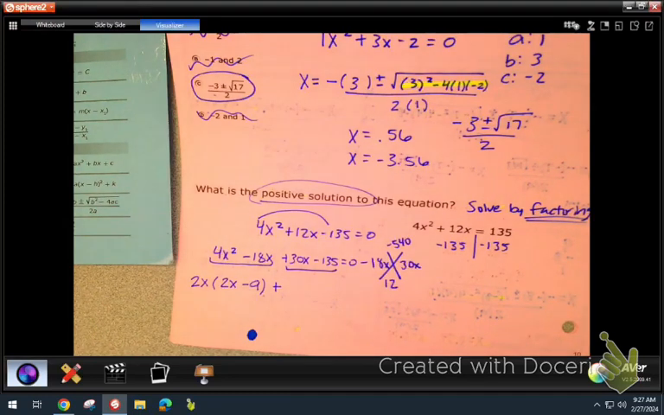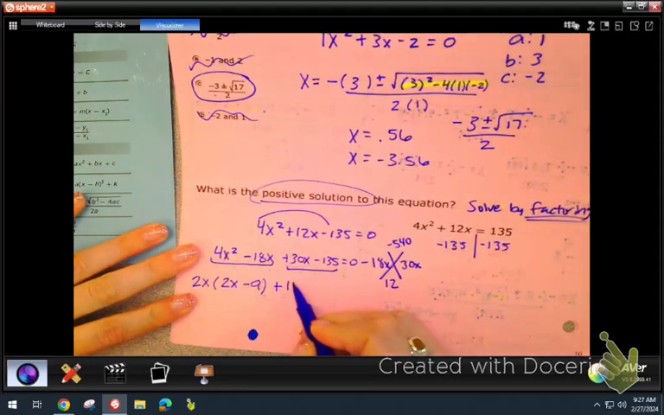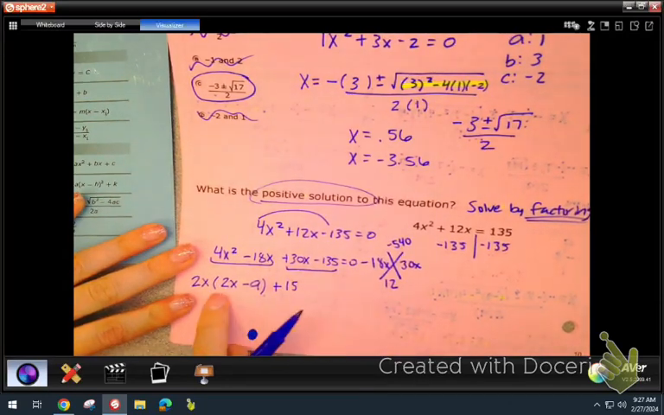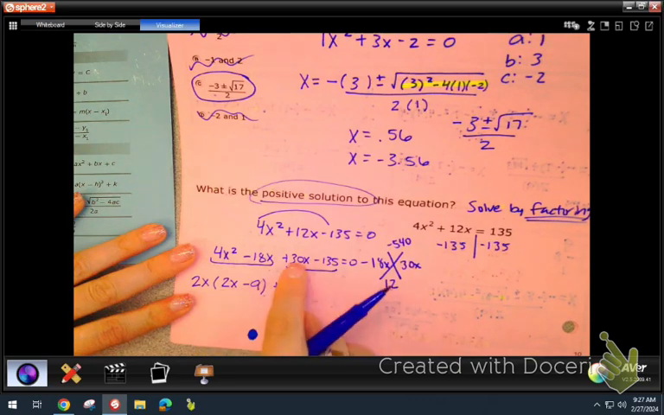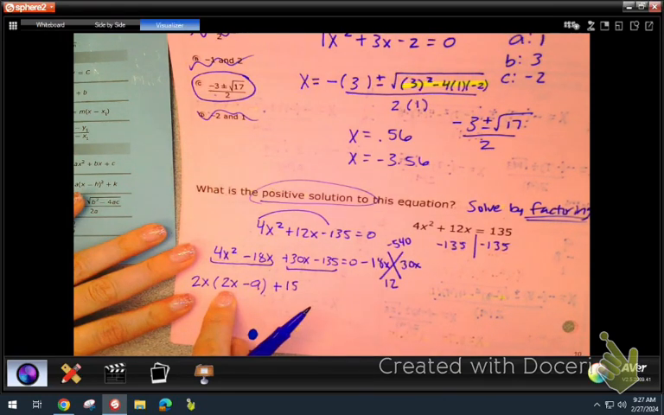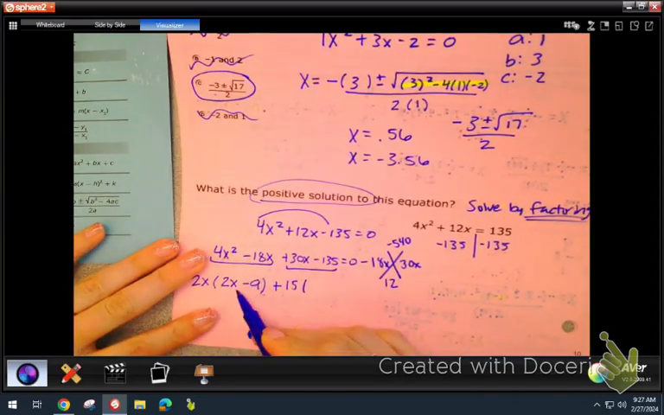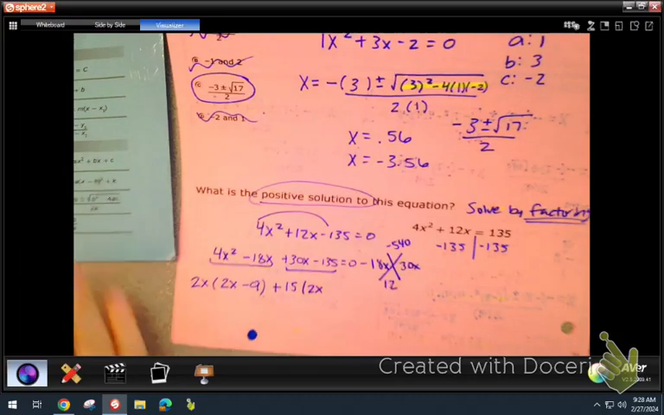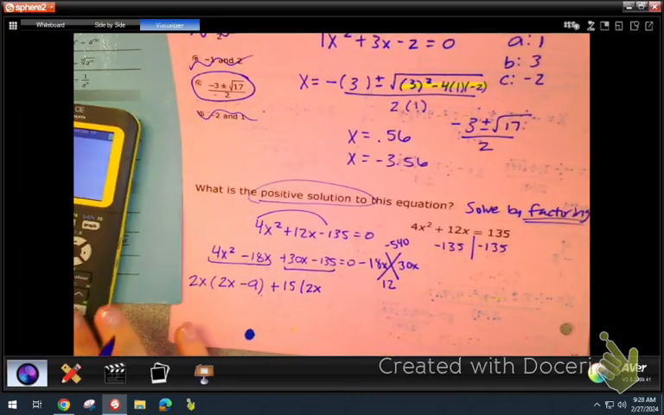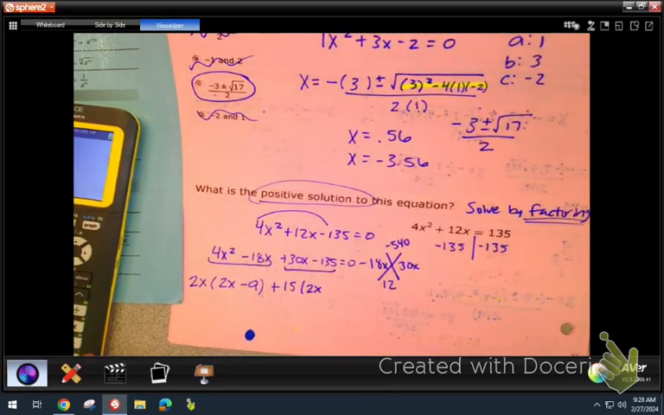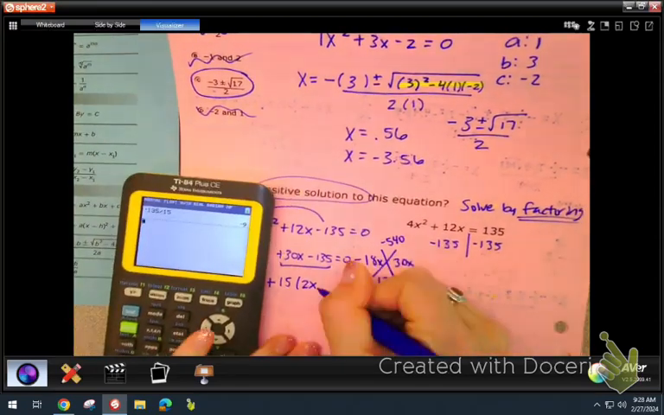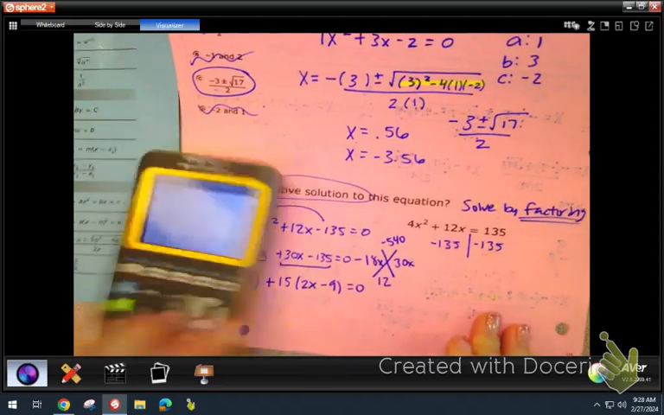What do 30 and 135 have in common? 15. Definitely 15. How did you figure that out so fast? Well, here's one way. You know you need this to match, right? If this is a 30 and you want to turn it into a 2, what are you going to have to divide it by? 15. 30x divided by 15 is 2x. Let's check the math. Let's check negative 135 divided by 15. We're going to hope that is 9. And it is, in fact, negative 9.